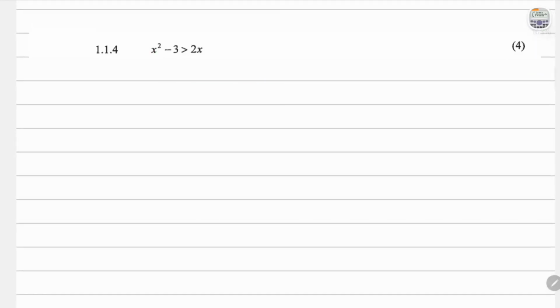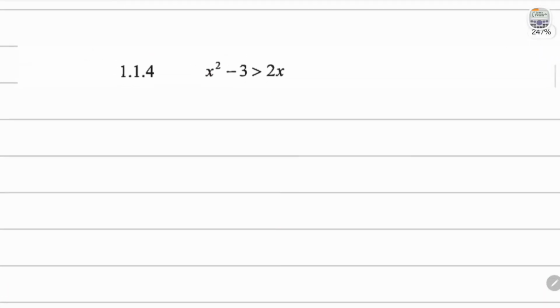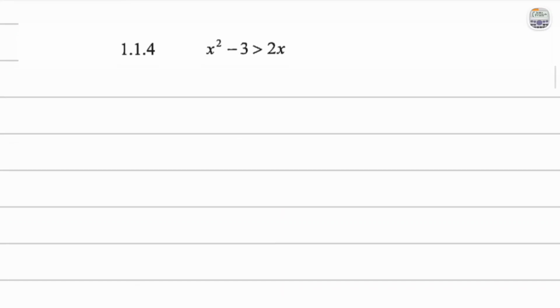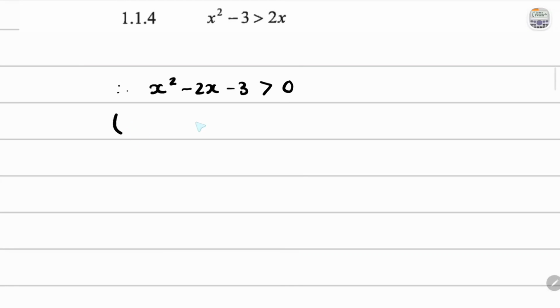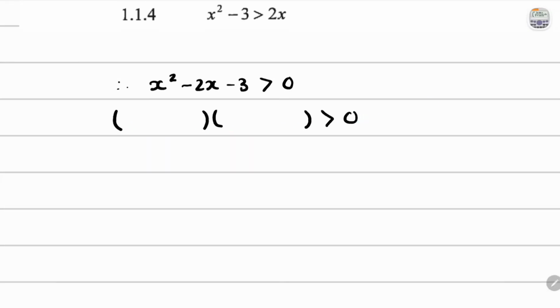Question 1.1.4, we have an inequality, a quadratic inequality. From this, you can already see it's not in standard form because it's quadratic. So the 2x needs to come over first. So we have x squared, and when the 2x comes over, it becomes negative 2x, and then minus 3 is greater than 0.